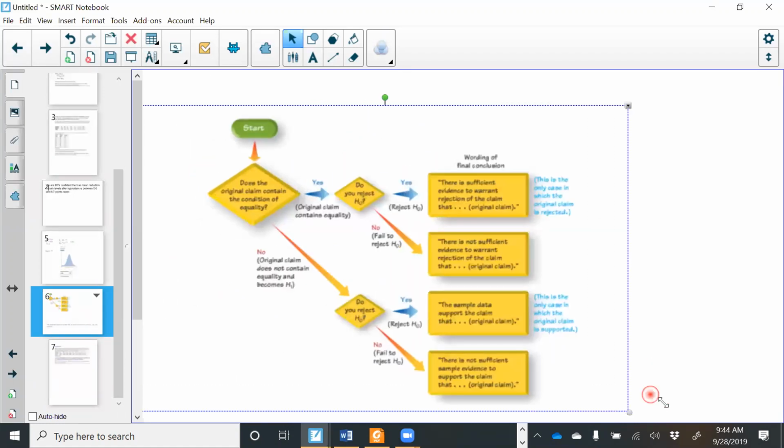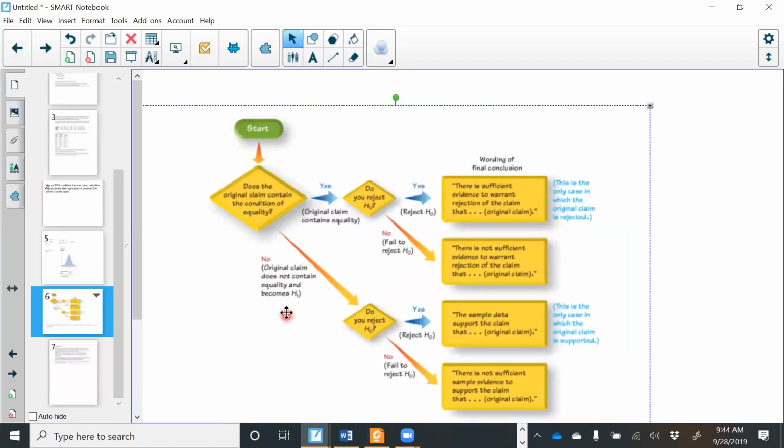This is in that testing helps file that I have out in the week 5 area. And because the claim was it was less than, my claim didn't have an equal to. There wasn't an inequality. So I'm going to go this branch. Did I reject H0? Well, I guess I haven't decided that, have I?